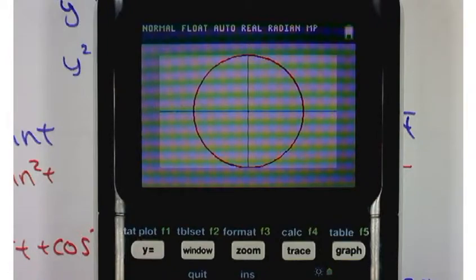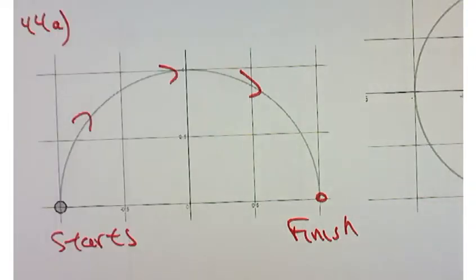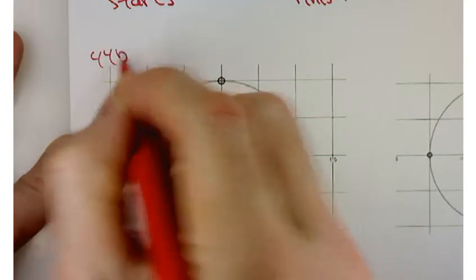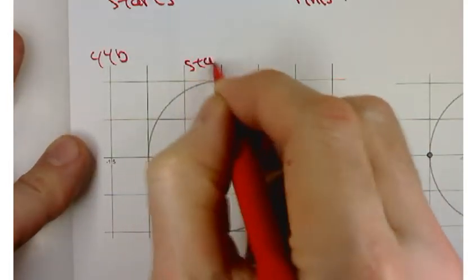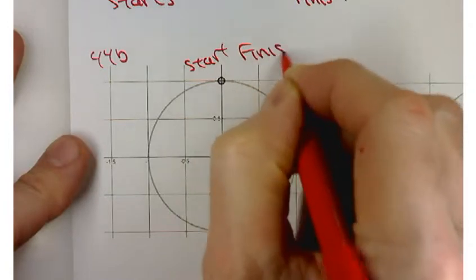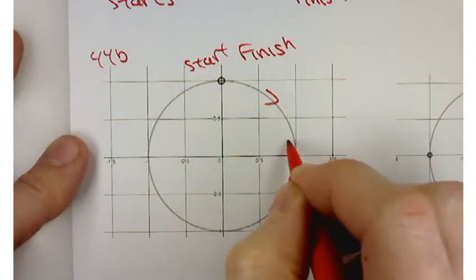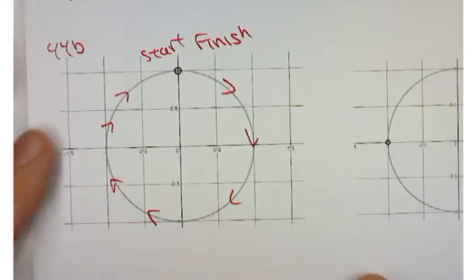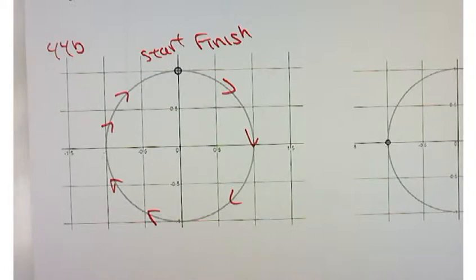So the thing that you should catch in there is the way that that was drawn. So that's this one down here. That's 44B. The start and finish are at the same place, but the orientation is clockwise. One of the things I'll ask you on exams quite often is to graph it and show the orientation. So make sure you pay attention to the orientation as they're being drawn. Okay, let's keep going.